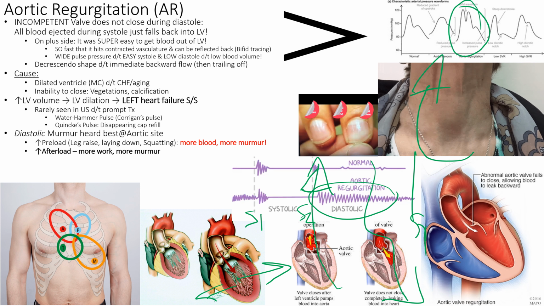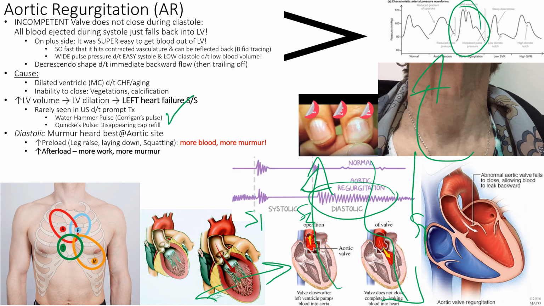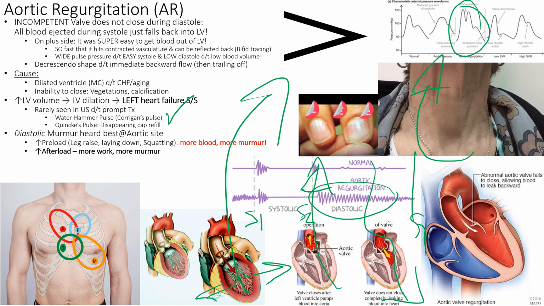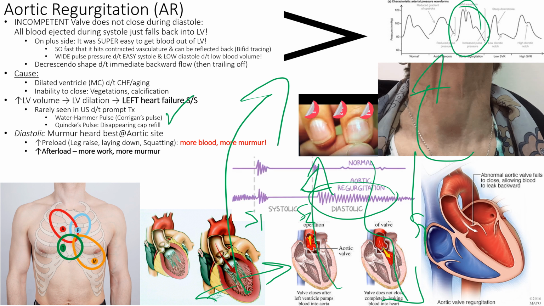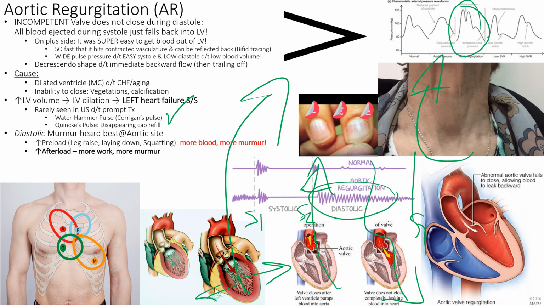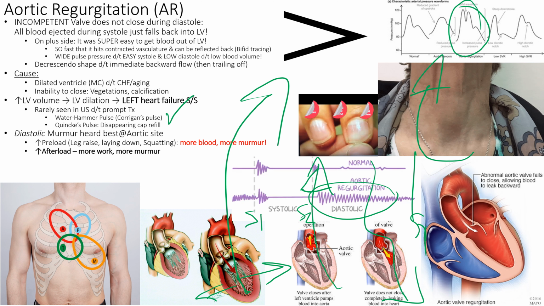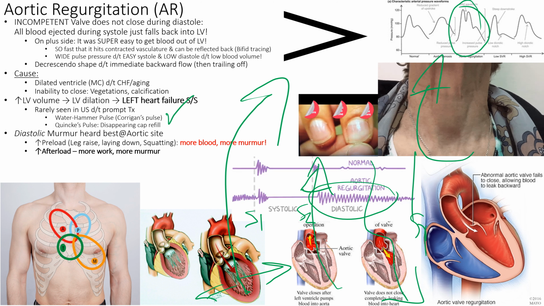Okay, so there's a characteristic of water hammer pulse where all the blood ejects, and then it comes out, and then it bounces against the left ventricle, and then it bounces again out. So they have what's called a bifid pulse. You can feel the pulse twice, right? So you feel the initial bounding pulse, but then you feel an extra pulse as well. All right, and then there's Quincke's pulse, which is just the cap refill goes away. And why does the cap refill go away? Because all the blood went to the periphery and then it bounced right back into the left ventricle.